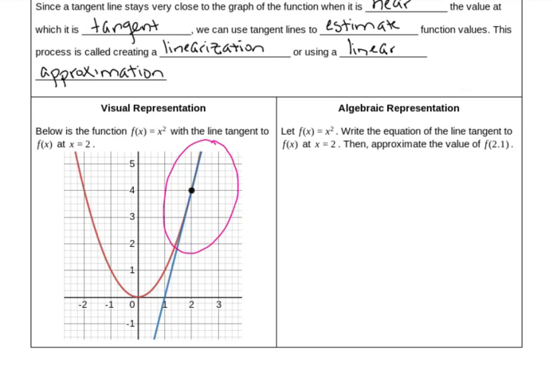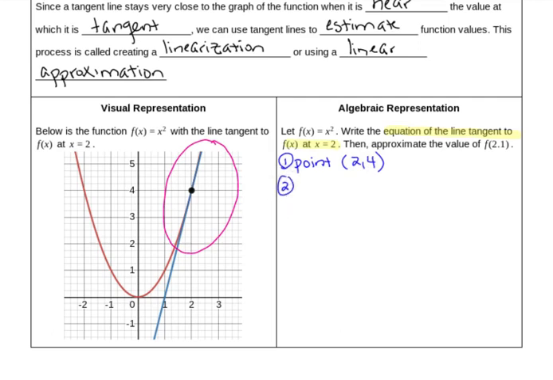So let's talk about how to actually do this. x squared is our function. We want to write the equation of the line tangent to f of x at x equals 2. Well, we know in order to write the equation of a tangent line, we need two things. First, we need a point, and our x value is 2, so we know 2 squared is 4. So the point we're going to use is (2, 4).